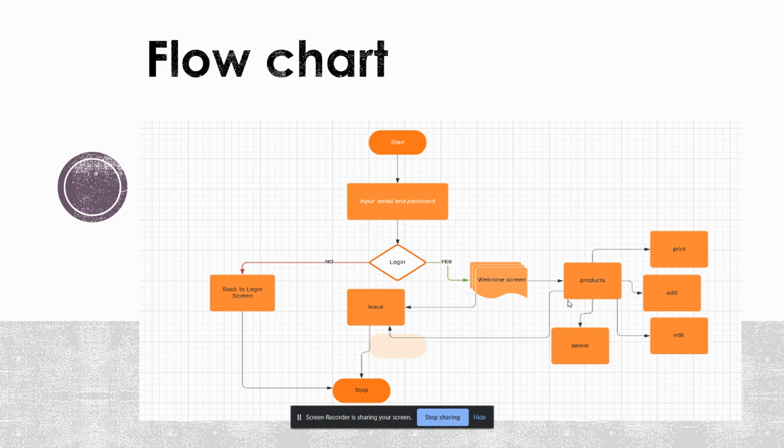Next. Flow chart. So this is the flow of our system. First you have the start, and then you have to input the email and password to log in. If no, back to the login screen. If yes, welcome screen. And it will go to the products and we have the print, the add, edit and delete. And it will go back to the welcome screen, then leave, then stop.